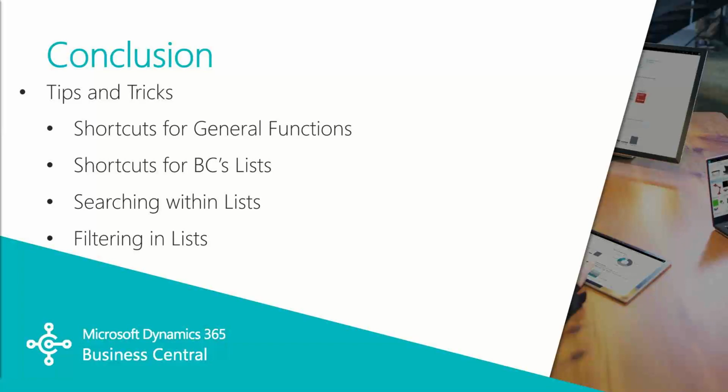So in this video, we've covered a few basic keyboard shortcuts, allowing you to spend less time with the mouse and gain those efficiencies that Business Central is so well known for. We looked at those shortcuts for some general functions, some shortcuts within BC's lists. We talked about how you can use special characters when you're searching, either in the search menu or within the lists themselves, and how you can use special characters and special functions as you filter inside those lists, and then save those filtered views and reuse those over time.